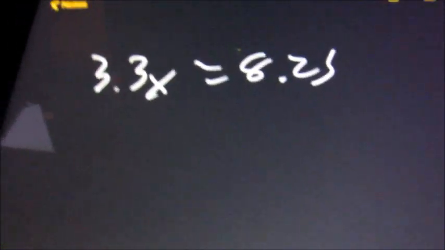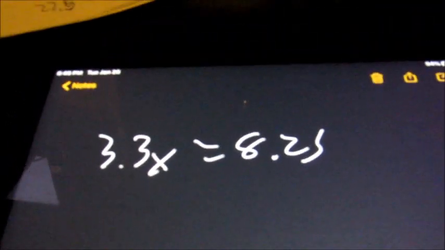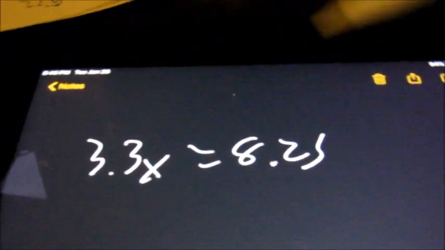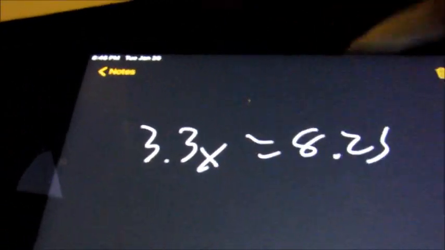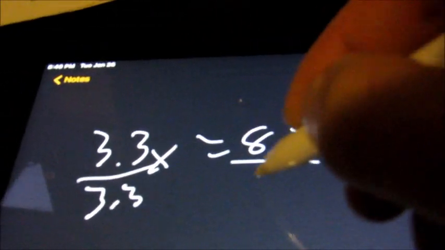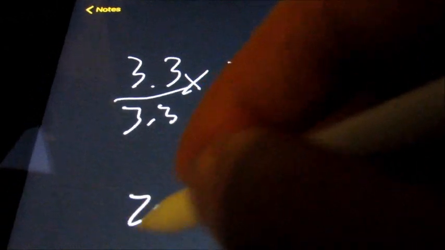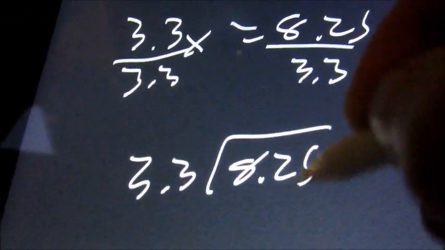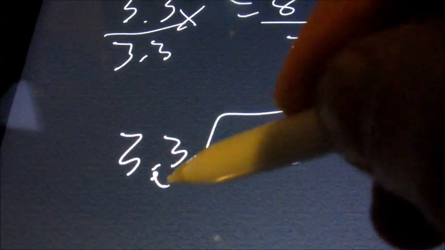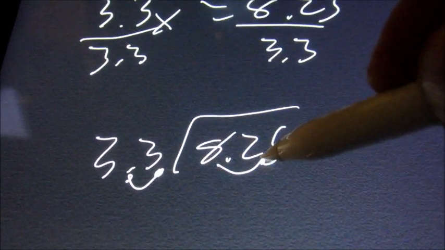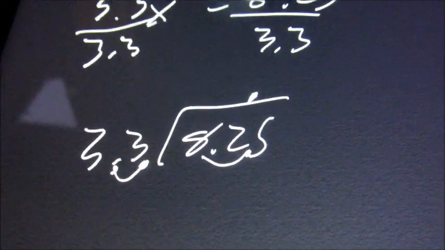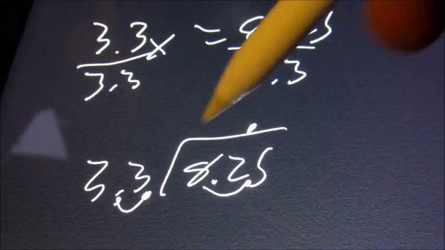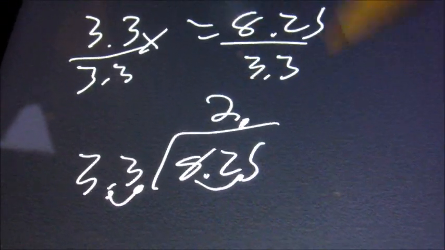Okay, so next, let's say that we have 3.3x equals 8.25. This time, I'm just going to divide without eliminating the decimals to start with. So divide both sides by 3.3. And when I do this, I'm going to have 3.3 into 8.25. I have to move this decimal over 1 spot, and that means I have to move this one over 1. So my decimal will be here. 33 will go into 82 2 times.